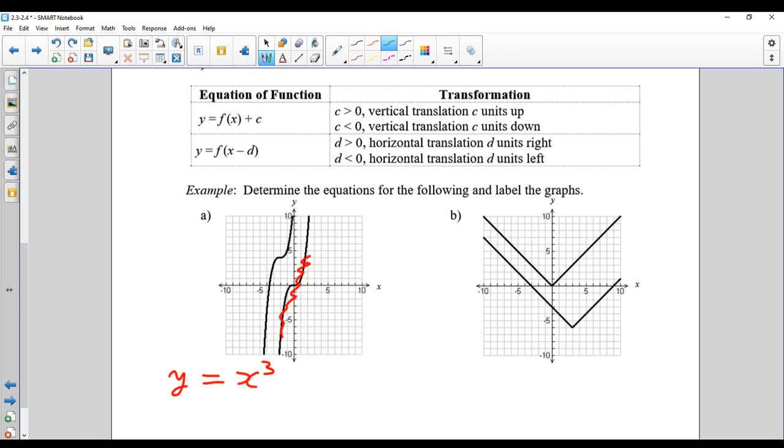Now, let's see if we can figure out how we can write a new equation for this function. I'll tell you what it seems like has happened. It looks like this function got shifted to the left by 2 and up by 4. Can anybody predict what that equation might look like? I want a horizontal translation to the left by 2. Then I want to go vertically up by 4.